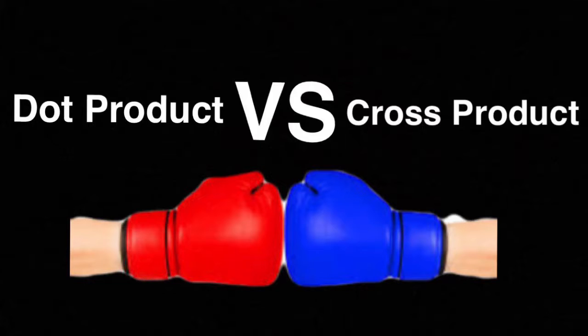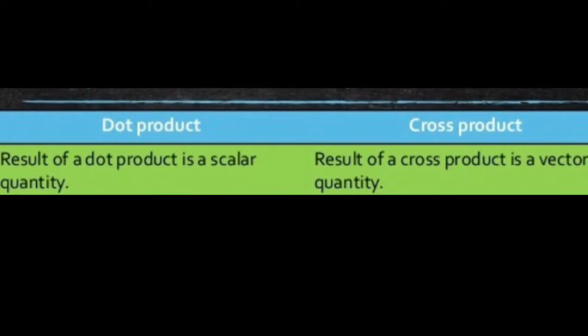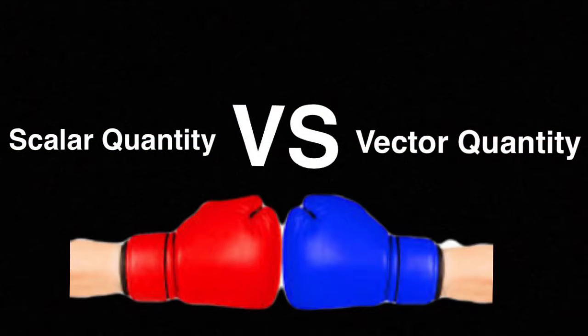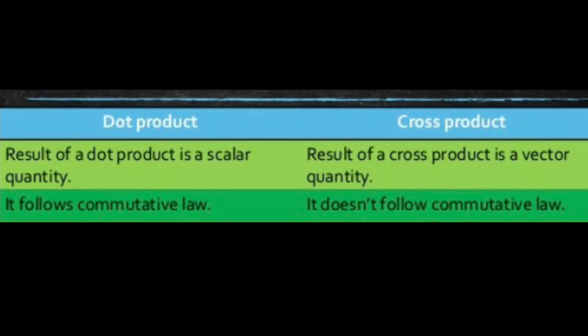Next, I'm going to be talking about the differences between the dot product and the cross product. The first difference between the dot product and the cross product is that the dot product results in a scalar quantity, while the cross product results in a vector quantity. The dot product follows commutative law, while the cross product does not follow commutative law. By commutative law, I just mean number operations of addition and multiplication.